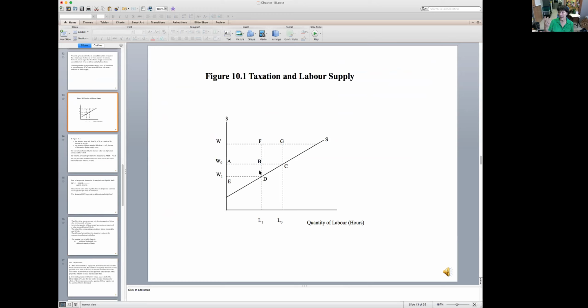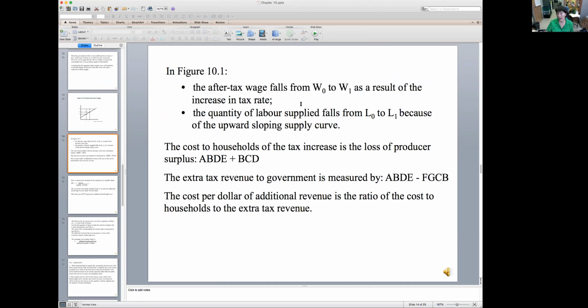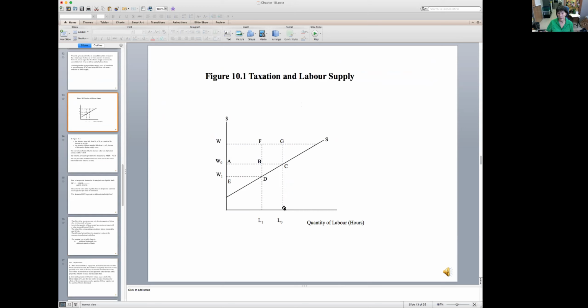So why do tax rates create this problem? Before we were talking about government bonds. Now we're just simply raising taxes. What raising taxes does is effectively reduce our wage rate from W0 to W1. So we're actually producing quite a loss, right? The after-tax wage falls and the quantity of labor falls. So we're going from here to here.